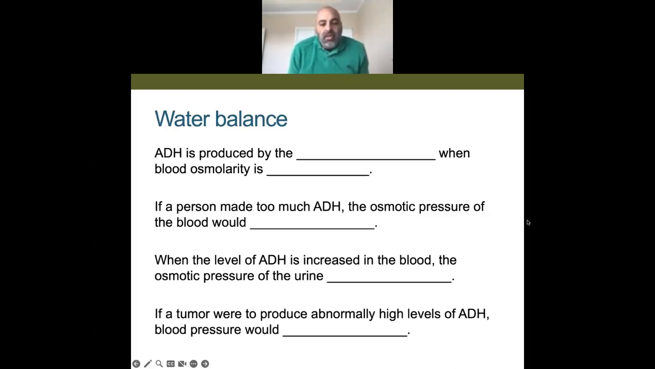All right. If a tumor were to produce abnormally high levels of ADH, blood pressure would be high. High is correct. There are tumors of the pituitary that can have an effect on this. A tumor of the hypothalamus could have an effect on this. And then we talk about paraneoplastic tumors, which are tumors in the lungs that secrete random hormones similar to other hormones, and you see these situations.